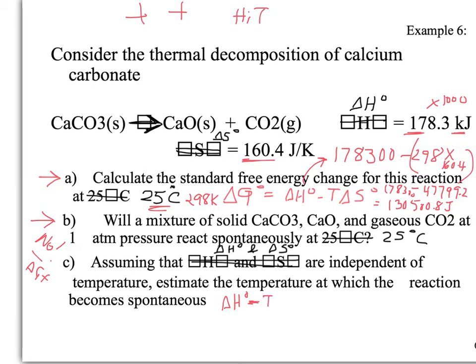So delta H minus T delta S is going to be equal to 0. Or you can say that 178300 divided by 160.4 should give you the temperature, and that value is going to come down to be 178300. Divide that number by 160.4, so that's 1111.6, and this will be in Kelvin.